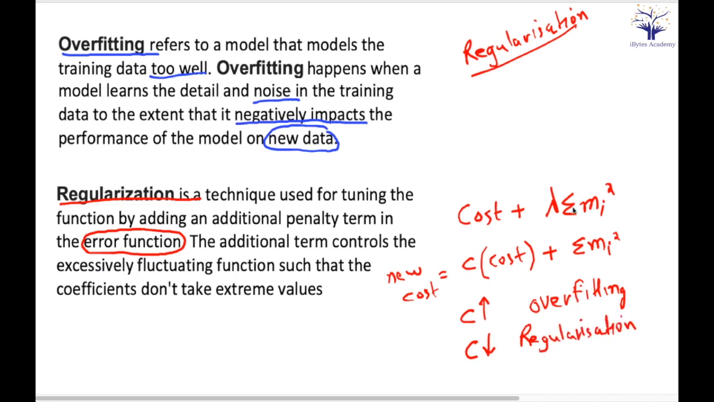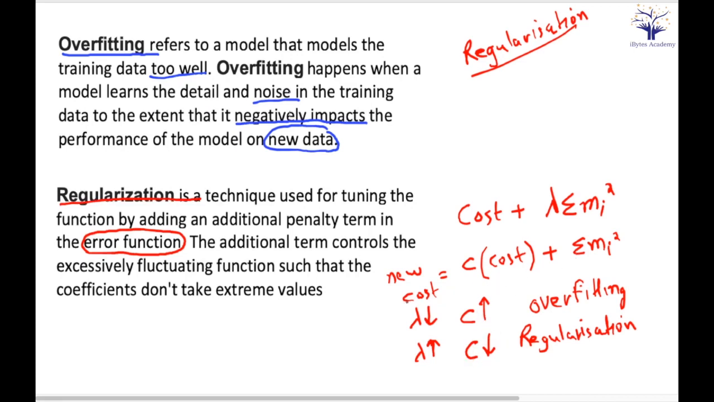right? Or I can say if I'm using this equation, if lambda is low, and in this case if lambda is high, right? So in this manner we can choose lambda and C as per our requirements. If we want to do overfitting, we can take C more, and if we want to go for regularization, we can reduce C, right?